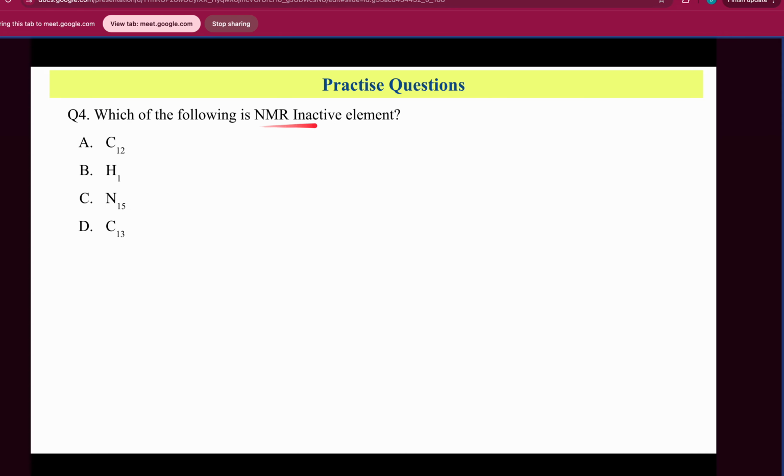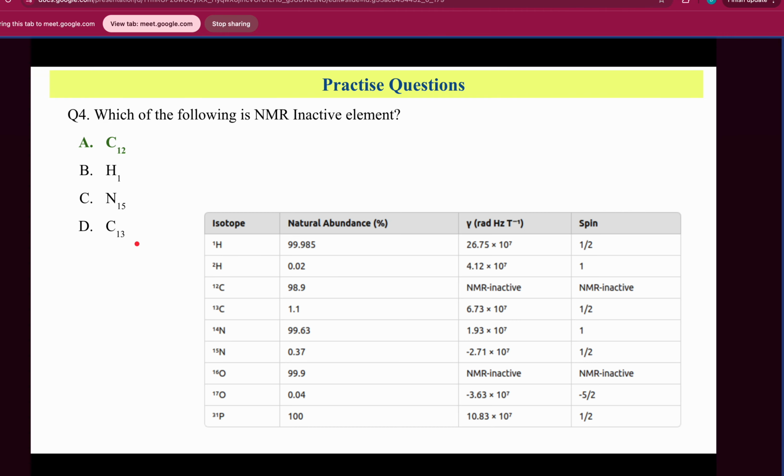Next question is, which of the following is NMR inactive element? So in this case, the NMR inactive element is C12, because in this case it has even atomic number and even atomic mass. So in this case, that's why it is inactive, and this is the list of all other isotopes which are NMR active. So this is the list.